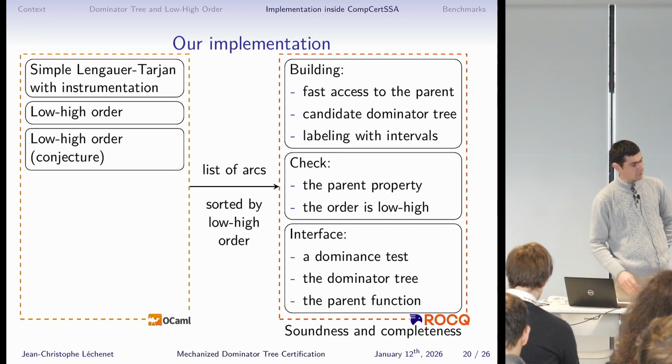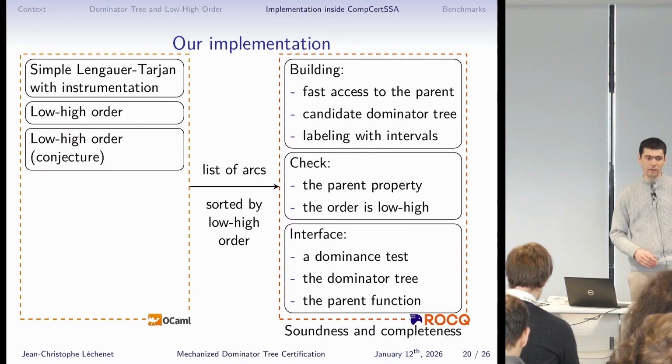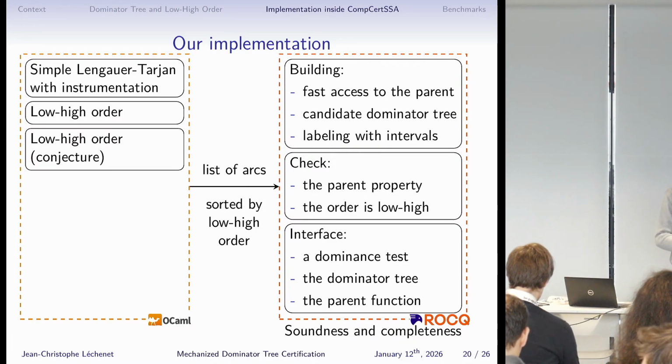So the computation of the order itself is not verified, but what is verified at the end is that it's indeed a low-high order. On the unverified part, we just compute a numbering. But whether this low-high order is consistent with the graph, yes, that we need to verify. This is the definition of what it means to be low-high. But this is not what is expensive. What is expensive is computing the numbering.